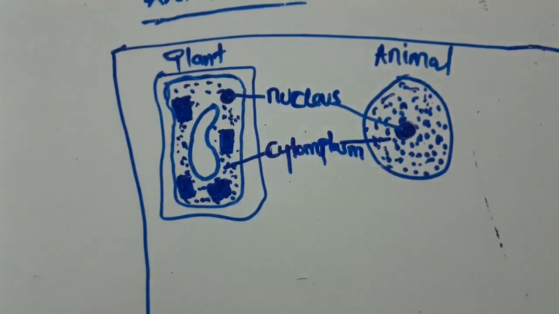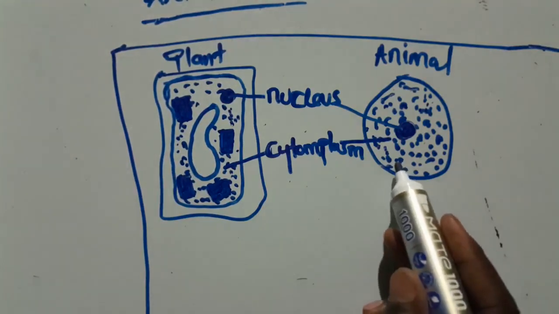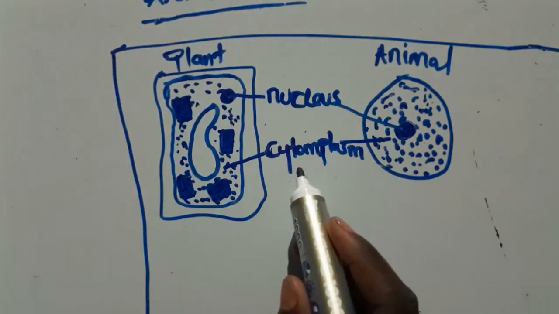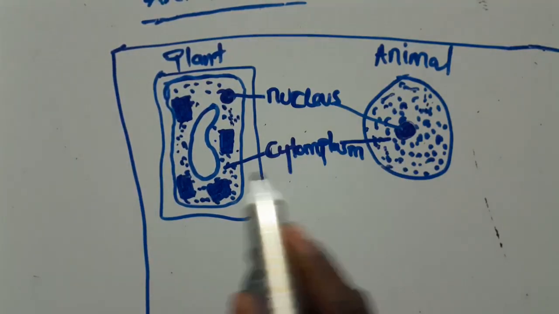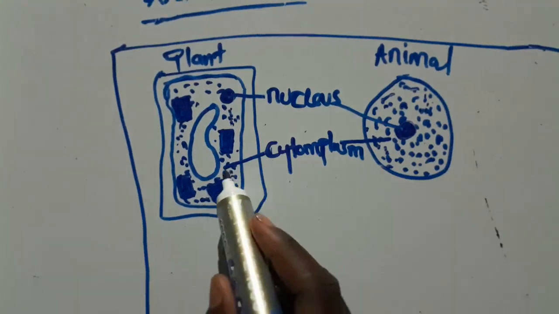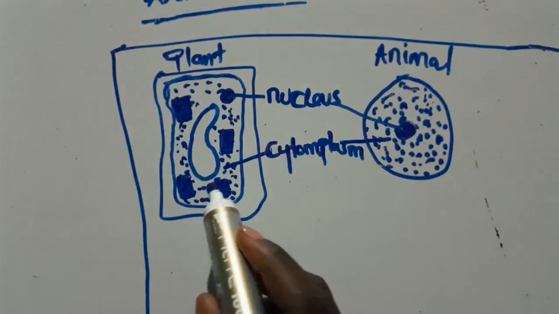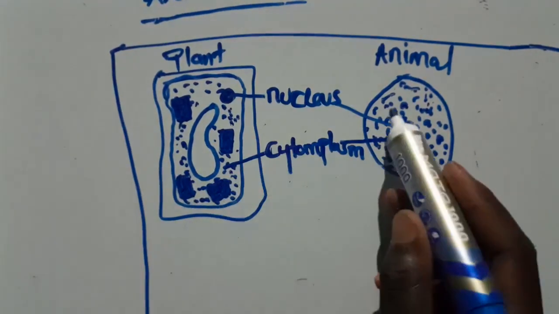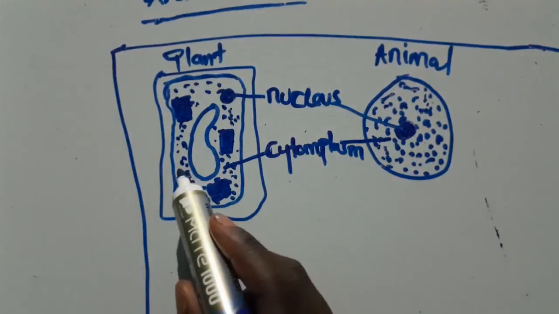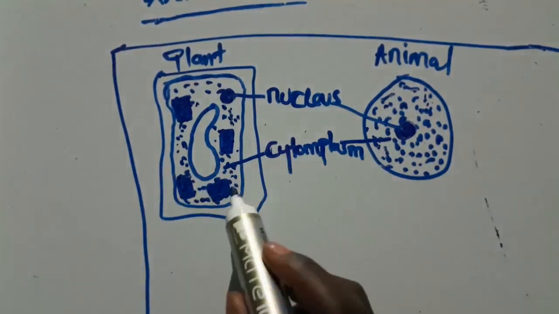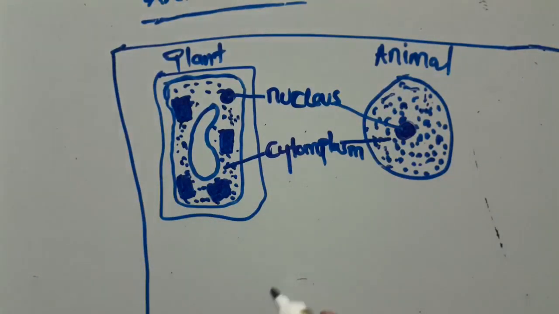And the function of cytoplasm is to give shape to cells. So the shape of an animal cell is determined by the cytoplasm, as well as the cytoplasm in a plant cell. If you check carefully, the cytoplasm in this one is totally different from this one. It's because of the cytoplasm that it gives different shapes to cells.